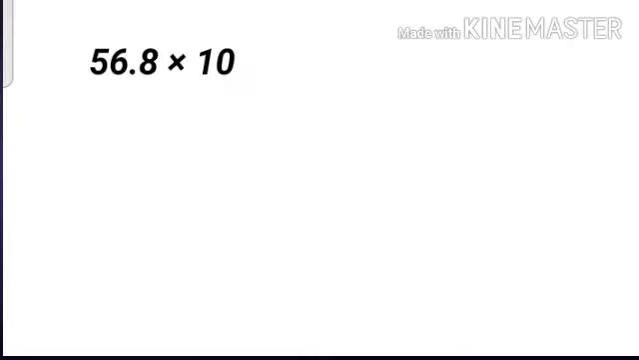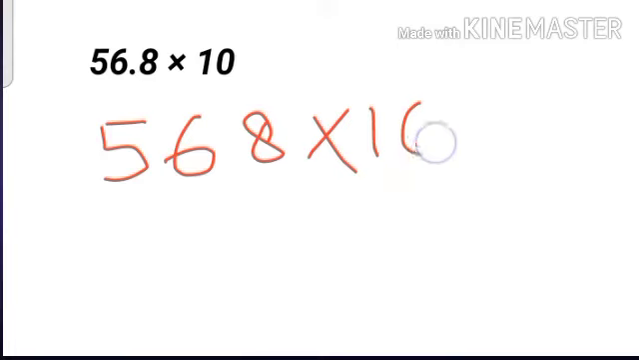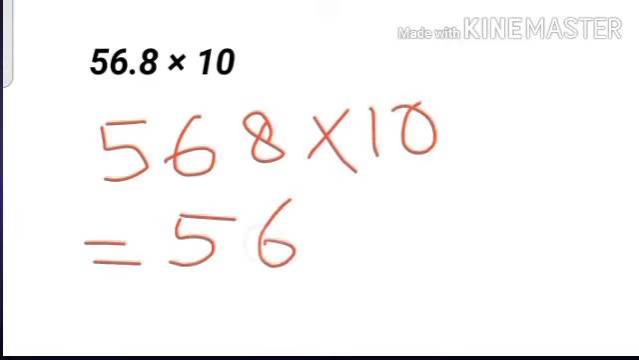Now we are going to learn how to multiply with decimals. For this we have an example like this. Here you have no need to consider the decimal point. So you can write it as 568 times 10, and then what is the answer? If your number is like this, what is the answer? 5680. Yes, 5680, you will write it like this, isn't it?